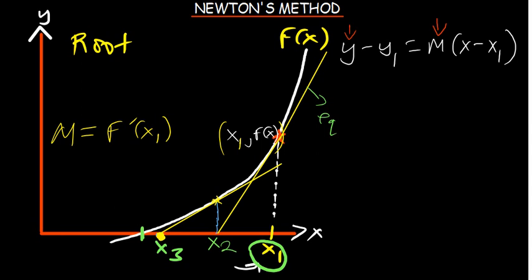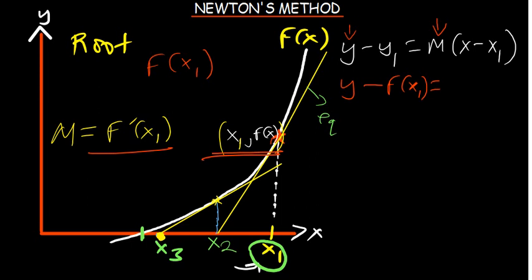So y will maintain y. And then the y coordinate at this point is the function of what? Of x1. After substituting x1 in the function, f of x1 is our value of y1. So write that y minus f of x1 equals, now the gradient is what? The derivative of the function at that point, which is f prime of x1, because it's the gradient. And then in the brackets I'll write x, and then subtract x1 itself, because this point was x1. That was the value of x.